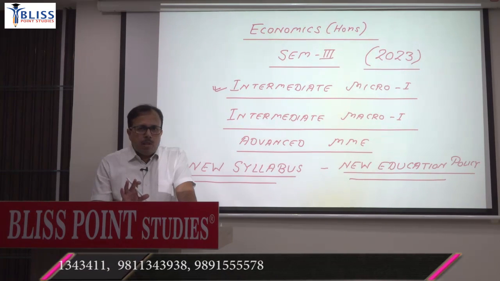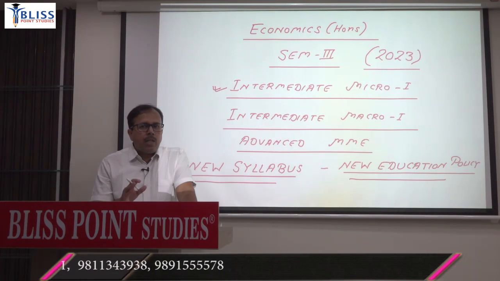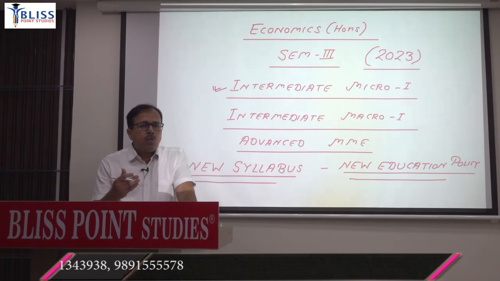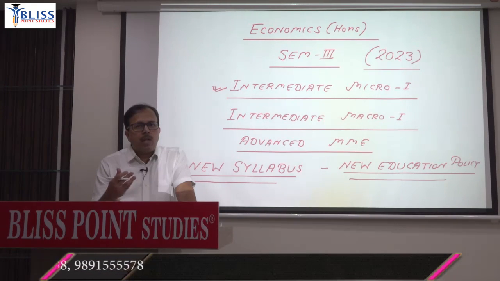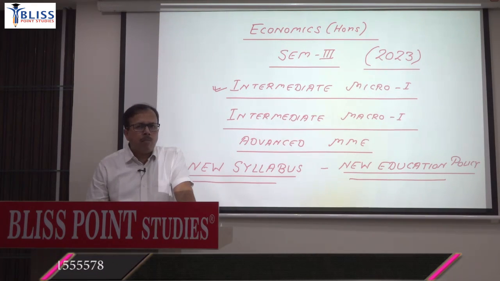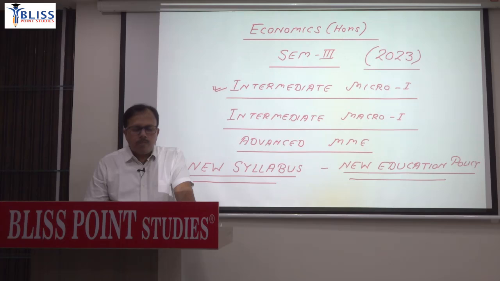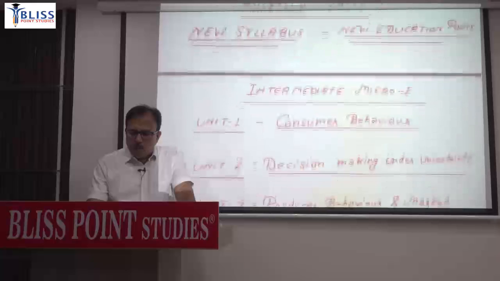So far we have some information, but it is not complete and it is not updated on the D school site. Once it is updated on the D school site, it will be considered final, but provisionally we have enough information to start the lectures, and in all likelihood it is going to be the final as well. So starting with the first paper, that is intermediate micro 1.